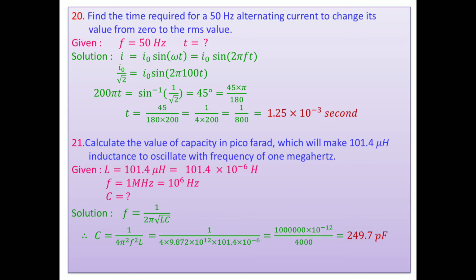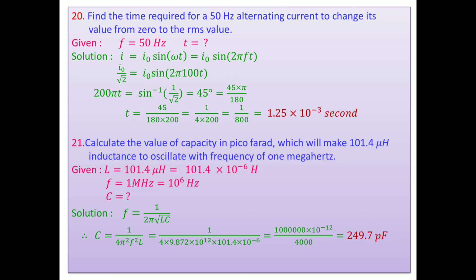Another numerical is there. Find the time required for 50 hertz alternating current to change its value from 0 to RMS value. Frequency is 50 hertz. Time is to be calculated. Solution: I equal to I naught sin omega t or I naught sin 2 pi f t. Here I is I naught upon root 2, the RMS value. IRMS is taken. I naught sin 2 pi 100 t.